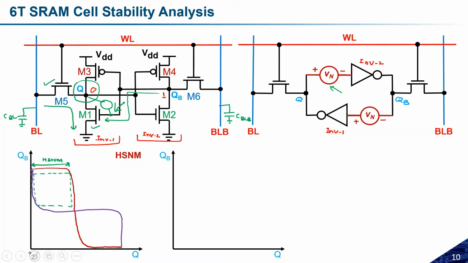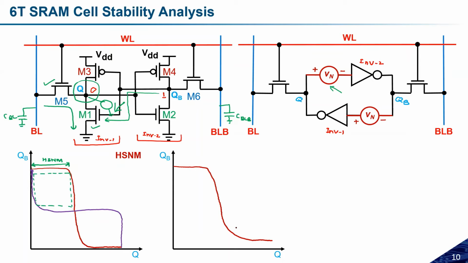Suppose while reading the data, because M5 and M1 are involved, a voltage division kind of thing is there, so the read stability will be less. So how will the behavior look? It will try to discharge, but it may not discharge fully, and it will read something like this. The 100% discharge may not be possible, because this noise will force Q to stay at high, and here M5 and M1 will try to discharge it, discharging the CBL. So both things will happen, and this is how the behavior will look.